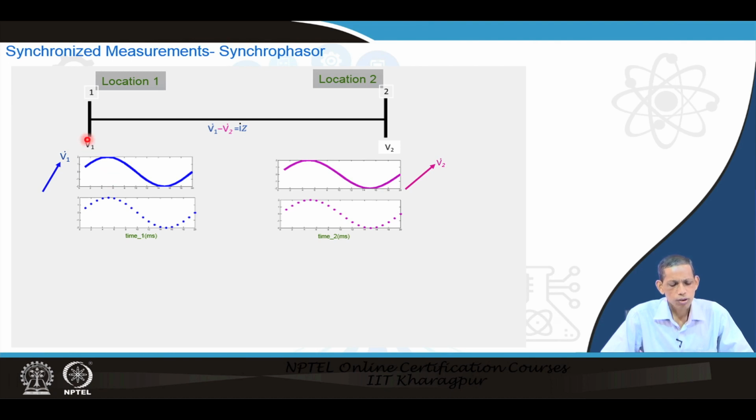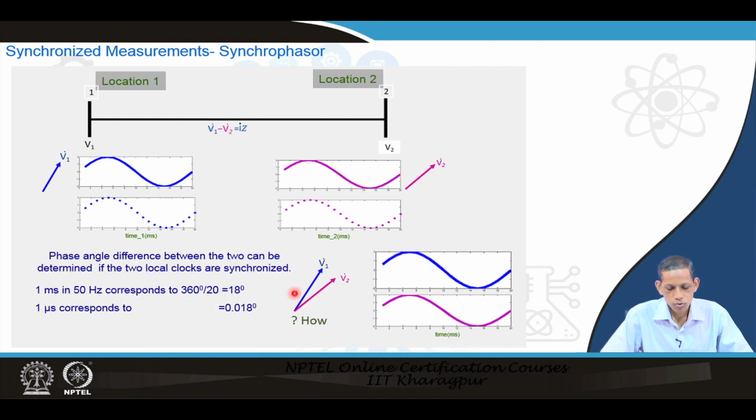So, the clock of this measurement station 1 decides the time axis for this waveform, and the clock of measurement station 2 decides the corresponding time of this waveform and the associated phasors; they must be same. Then only we say that these two phasors can be plotted in one go. It means that the two waveforms, the blue one on the left hand side and the red one on the right hand side, would have the same time axis.